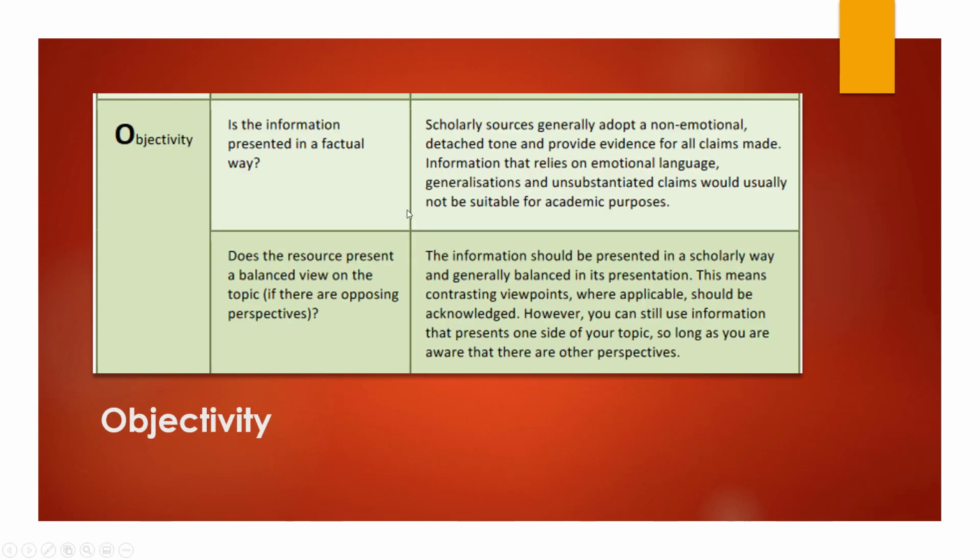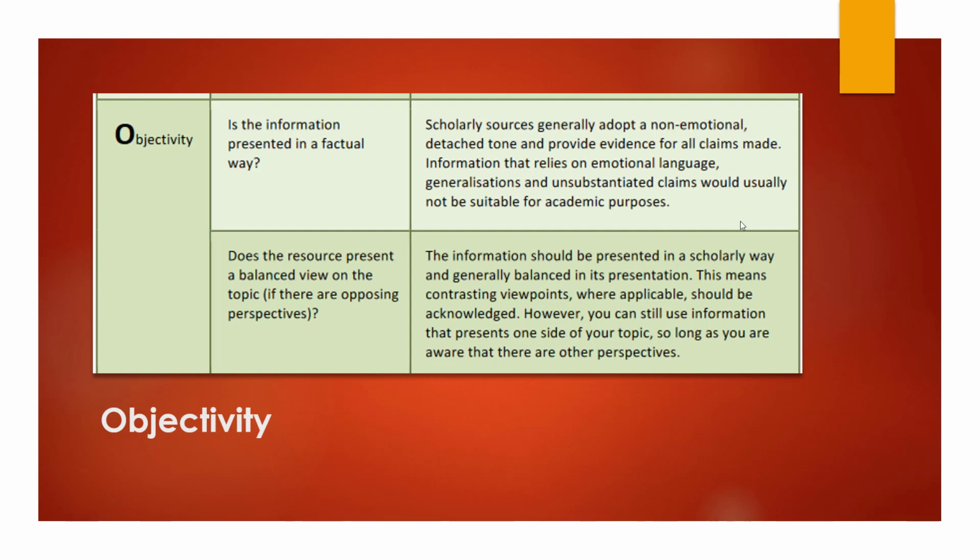The next thing we look at is objectivity. So is the information presented in a factual way, and does the resource present a balanced view? So firstly, scholarly resources generally adopt a non-emotional, detached tone and provide evidence for all claims made. And information that relies on emotional language or generalizations and unsubstantiated claims would usually not be suitable for academic purposes. The information should also be presented in a scholarly way and generally balanced in its presentation. So this means contrasting viewpoints where applicable should be acknowledged.